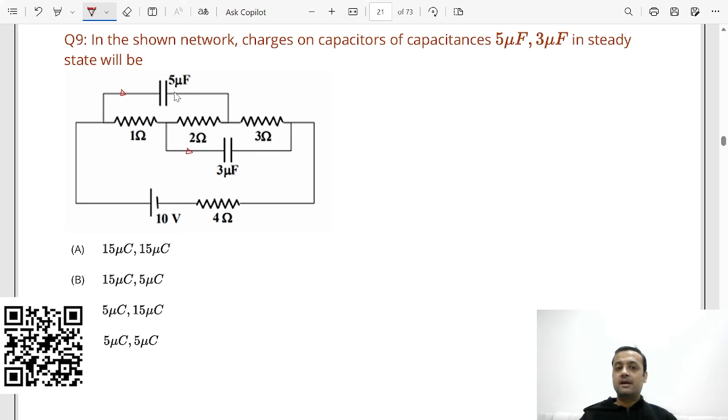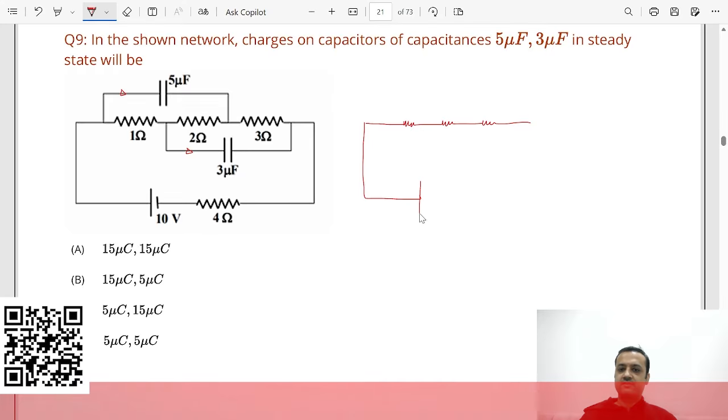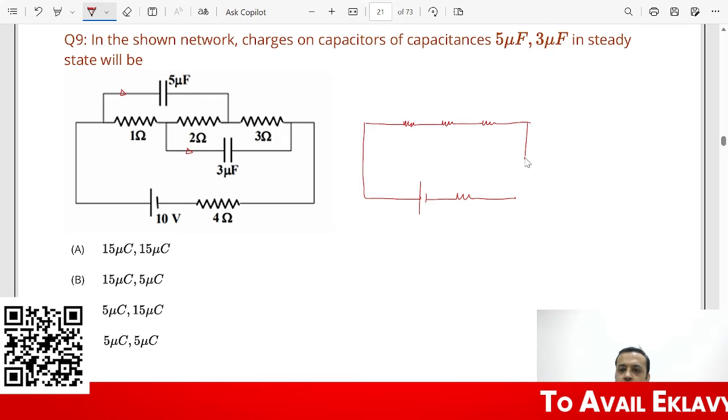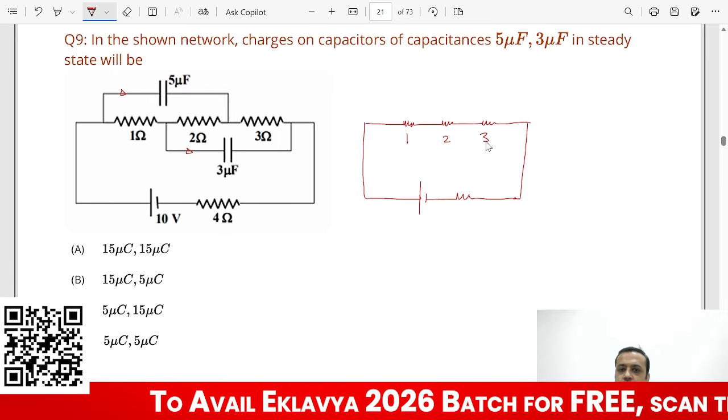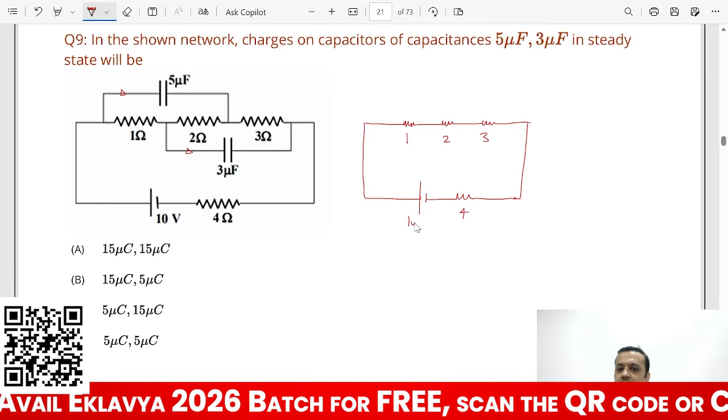So if you remember, a capacitor can be treated as open in this situation to find the value of the current. If I remove the capacitors just to check how much current is flowing in the remaining circuit, I'm drawing the remaining circuit over here. The remaining circuit will look somewhat like this. These are the resistors 1, 2, 3 and 4 ohm, and the battery is of 10 volt.